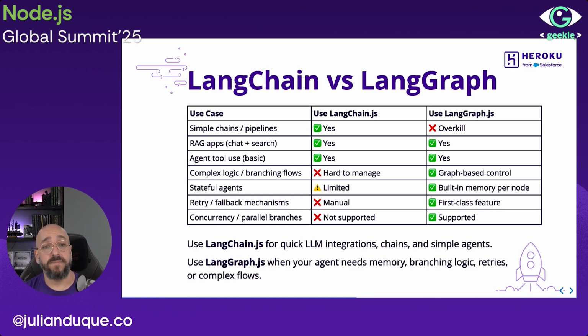Stateful agents: LangChain has agents, but they're pretty limited. LangGraph already has built-in memory per node and per agent. There are no retry or fallback mechanisms in LangChain. You will need to do it manually. LangGraph already has that. And all the concurrency and parallelism is not supported in LangChain. You will need to implement it yourself, and LangGraph already has that. So use LangChain for quick LLM integration and simple applications, and LangGraph when your agent needs memory, branching logic, retries. It's more for production, complex applications.